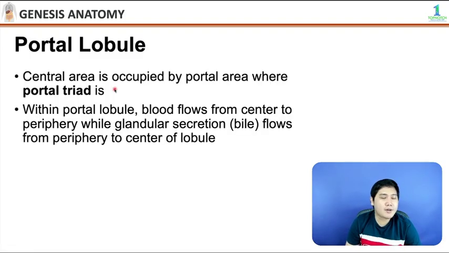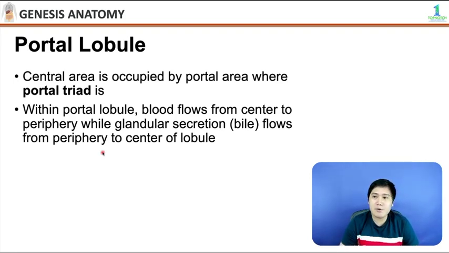On the other hand, you also have a portal lobule. The central area is occupied by the portal triad. So within the portal lobule, the blood flows from the center to the periphery, while glandular secretion flows from the periphery to the center of the lobule.